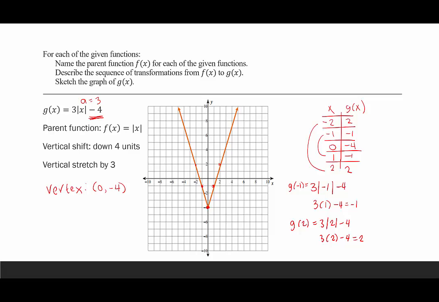Connect those with a nice, smooth, straight edge. And we can see that nice V shape, right? It's absolute value, so we should see a V shape. And that would be our vertical stretch.